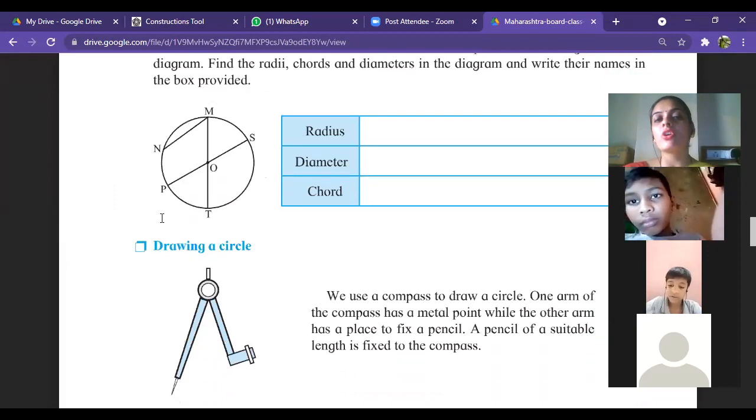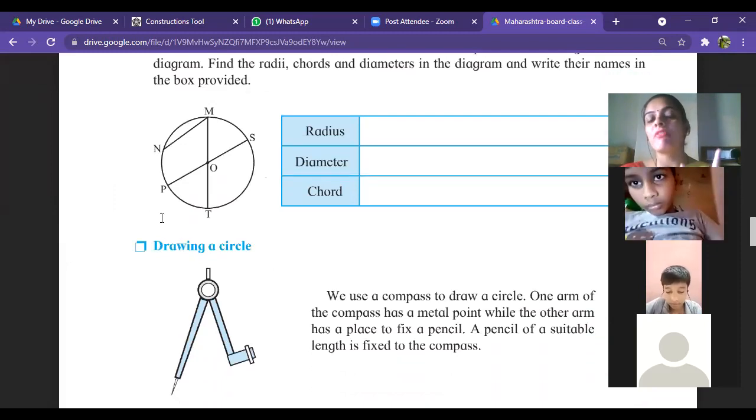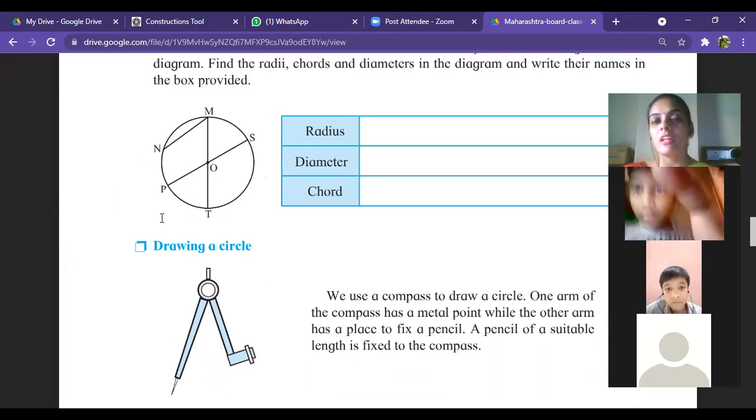So now 3 questions are there. 3 of you tell me one by one. Kedar, tell me the radius. What is the radius of a circle?